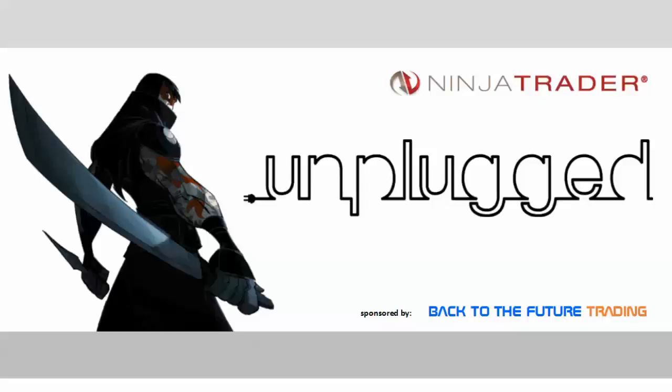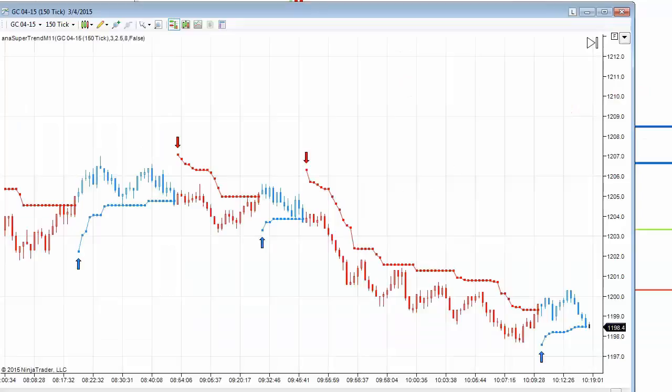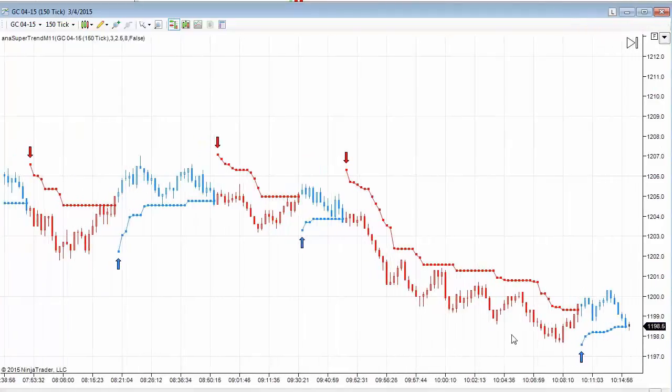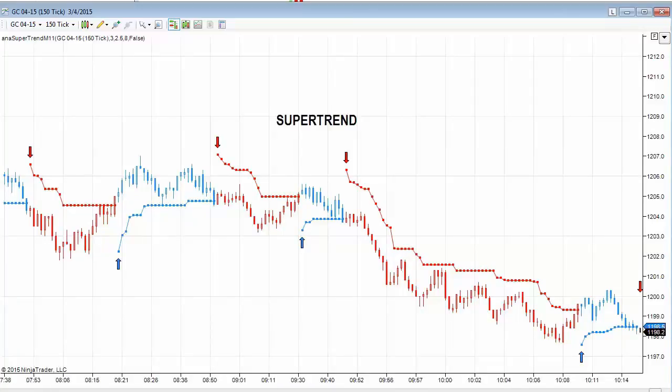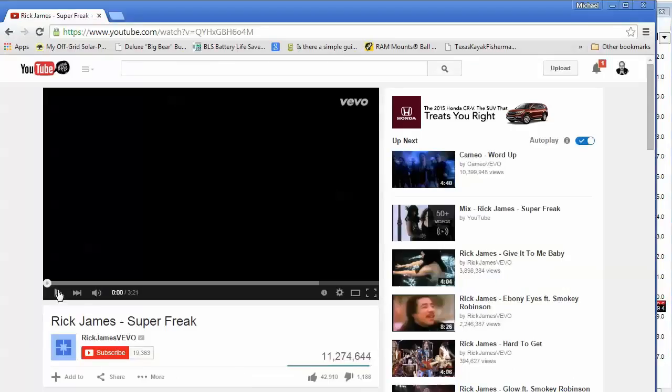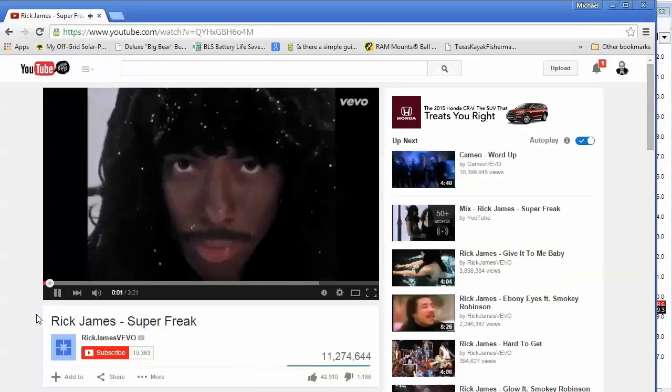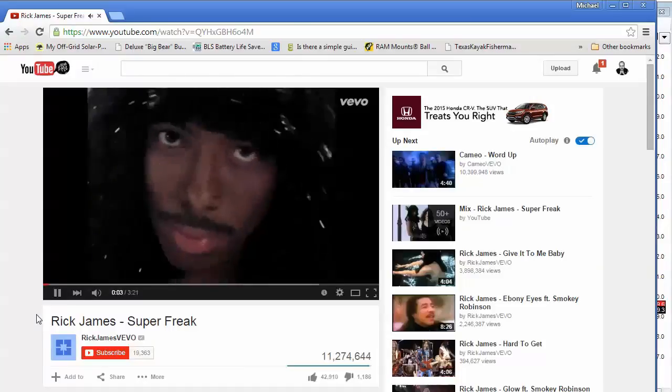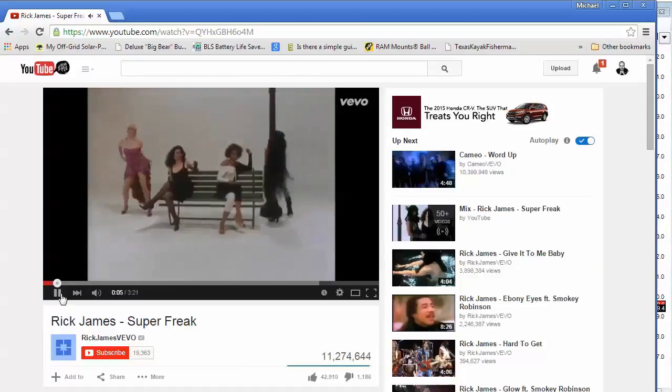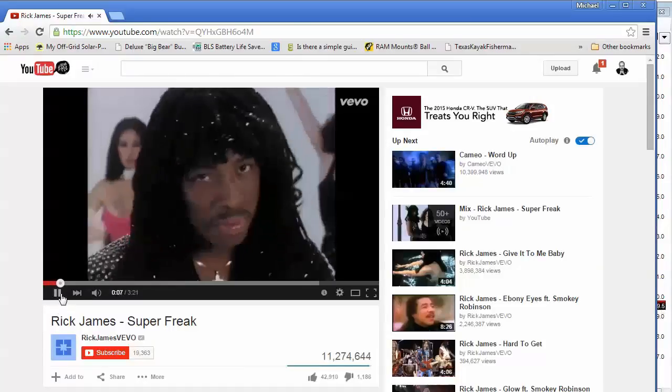Whoa, what's that? That is a free indicator that is available online. If you search for it, it's an indicator called Supertrend. And it must be a good indicator, right? Because it has the word super in front of it. Don't confuse the indicator with Rick James and Super Freak, because that's not the same thing. We're talking about the Supertrend indicator.